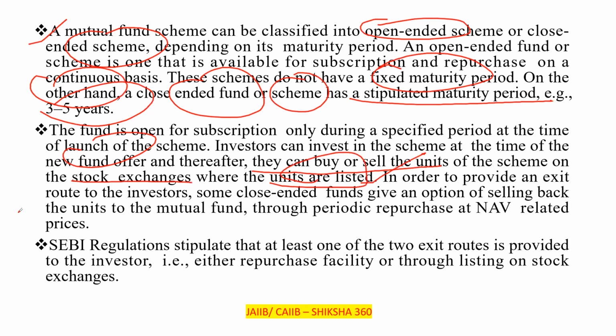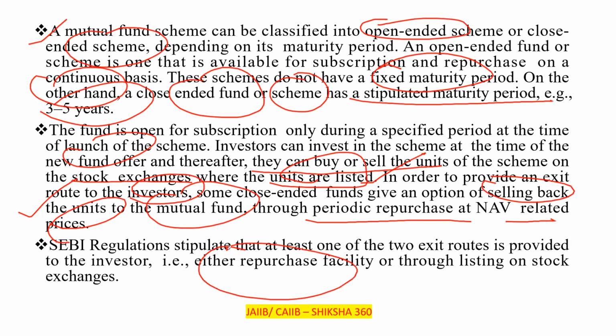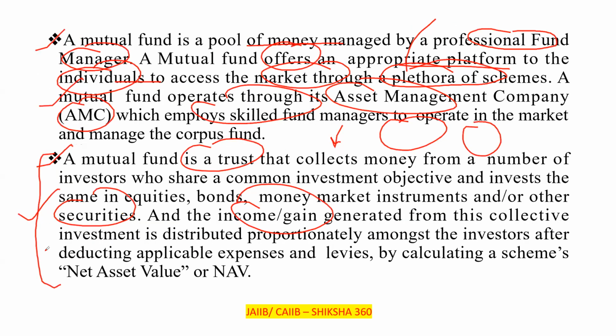So in order to provide an exit route to the investors, some close-ended funds give an option of selling back the units to the mutual fund through periodic repurchase at NAV related prices. You can also sell back. Buying, selling, basically when you are getting profit, you can sell also. SEBI regulations stipulate that at least one of the two exit routes is provided to the investors, either repurchase facility or through listing on a stock exchange. Clear? So this is the brief discussion of the mutual fund. Hope you are able to understand that.